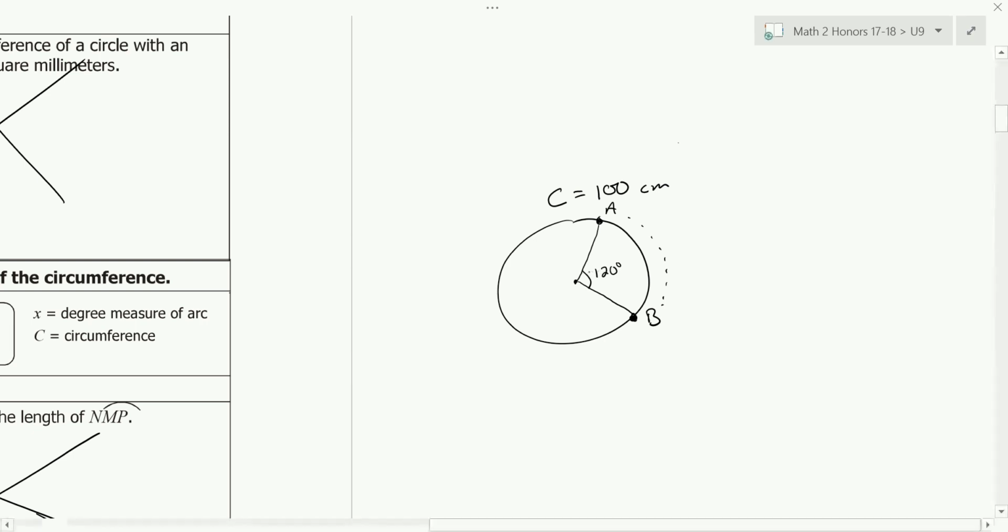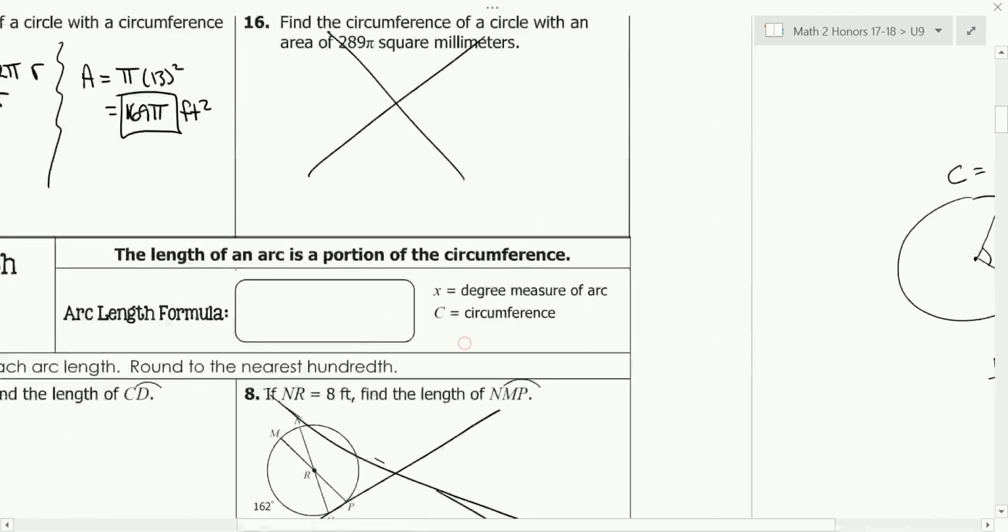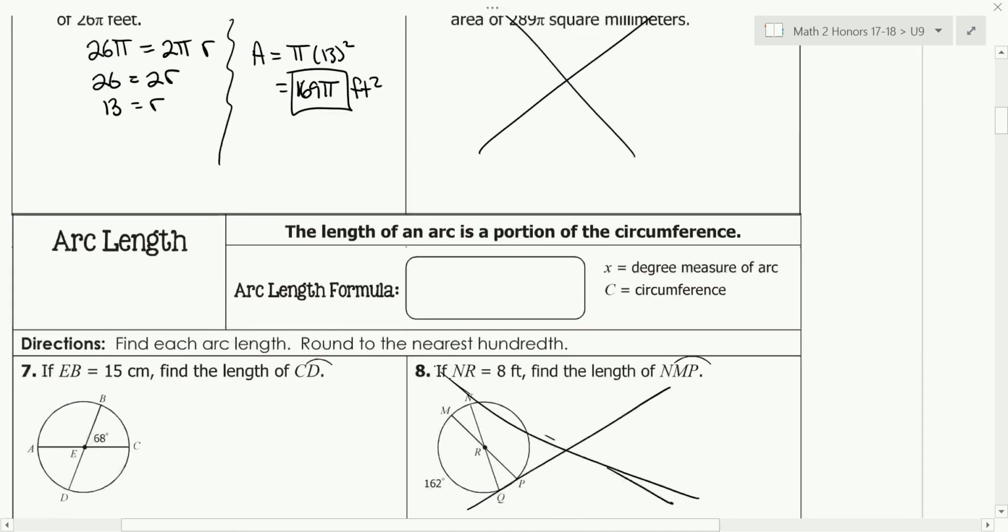Yeah, 120 is a third of 360. Or another way to look at it, if you have 120 out of 360, that reduces to 1 over 3. And so we're talking about a third of this circle. And so if the full thing is 100, we're going to take a third of 100, and that's 100 over 3. Okay, so that's exactly what we're doing for the arc length formula.